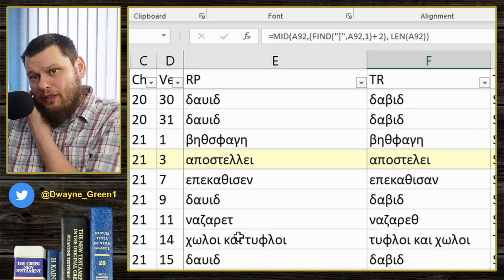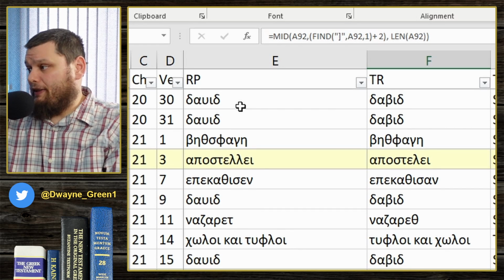That was just, again, another interesting variant. It's not going to make any difference. It's not even really going to be translated. So let's move on. Matthew chapter 21, verse 3, apostelei versus apostelle.